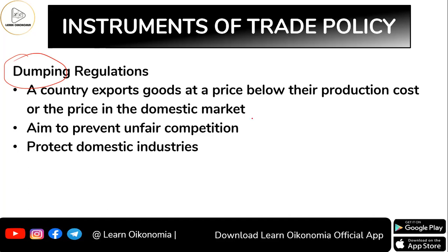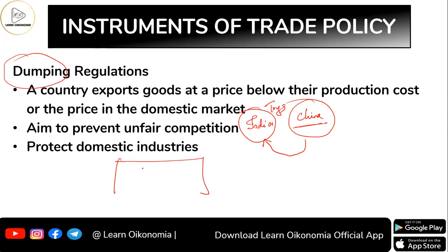You could have an example of India and China here. Let's take the case of toys. India will be producing some toys and China would also be producing some toys. What China would be doing is exporting toys to India. That means India would be importing toys from China. Now, you need to understand that in the Indian market, the domestic market of India, you do have two segments. Now you do have Indian toys.